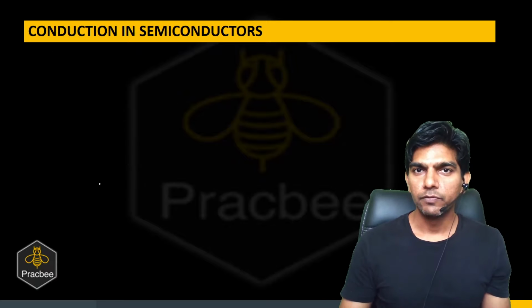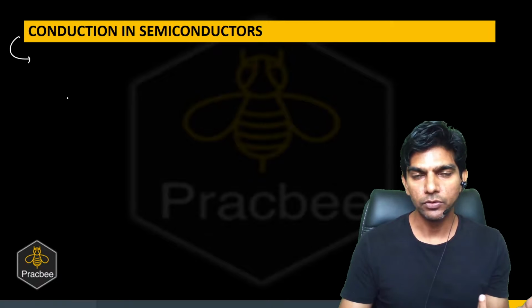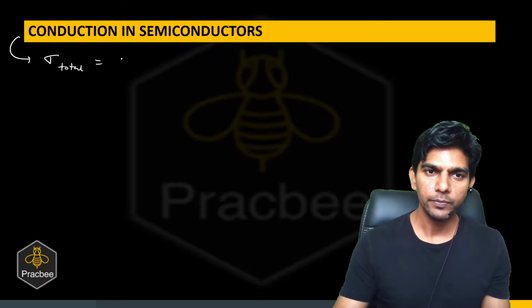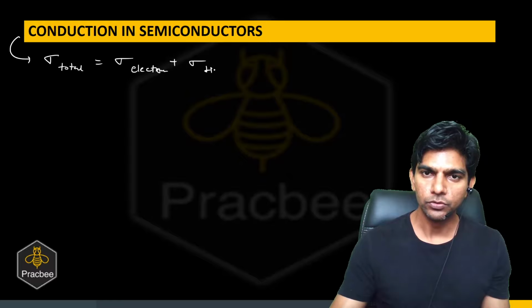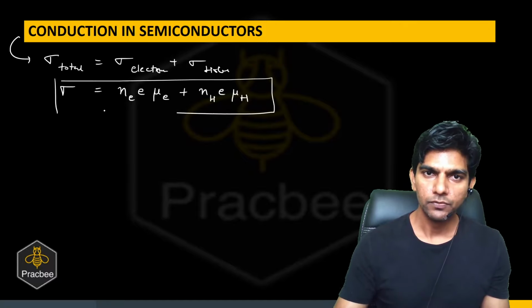Now let us see what is the conductivity in semiconductors. In a semiconductor, the conductivity is because of holes as well as electrons. So we can say the total conductivity will be conductivity due to electrons plus conductivity due to holes, and this can be written as concentration of electrons times e times mobility of electrons plus concentration of holes times e times mobility of holes. So you should remember this formula for semiconductors.